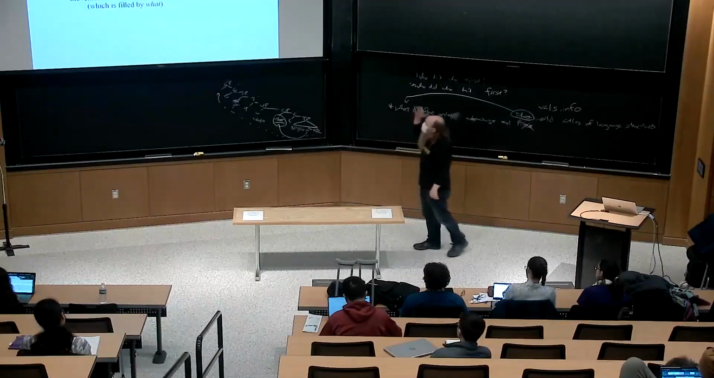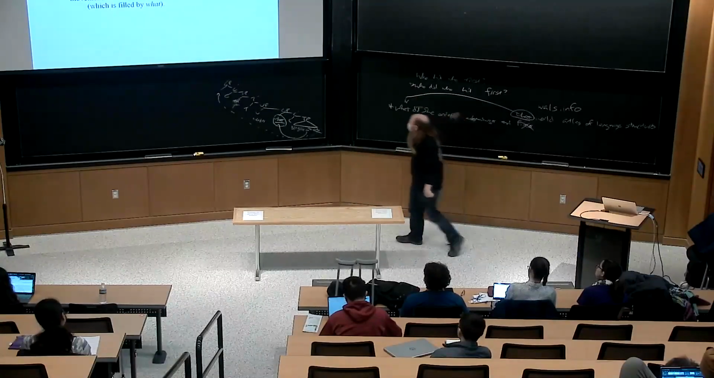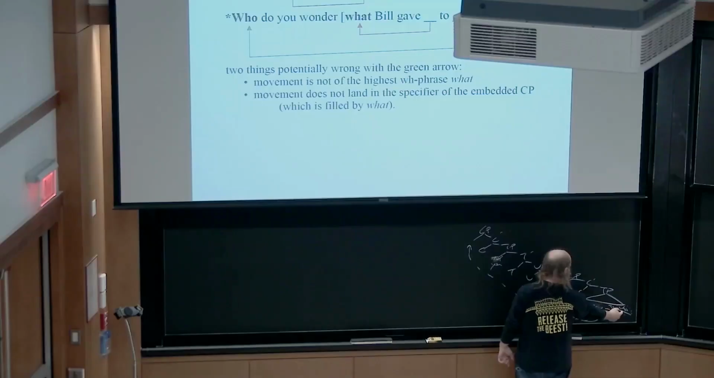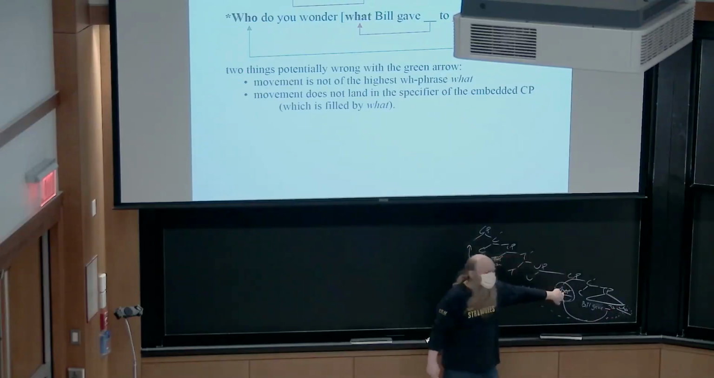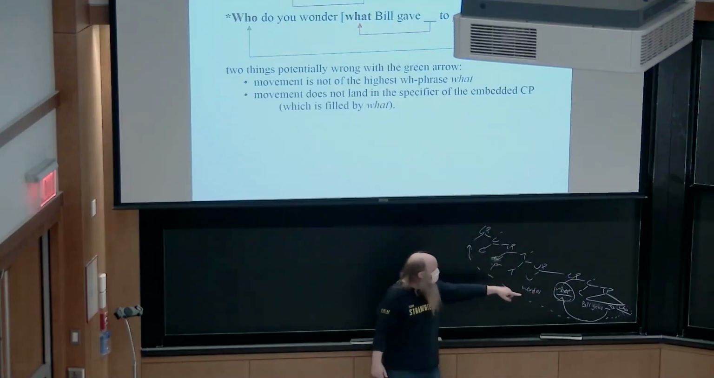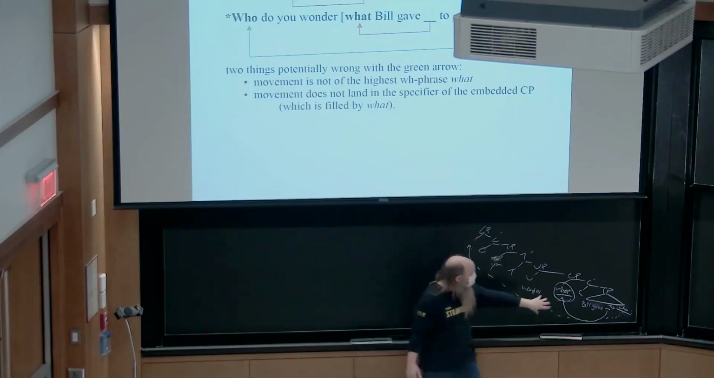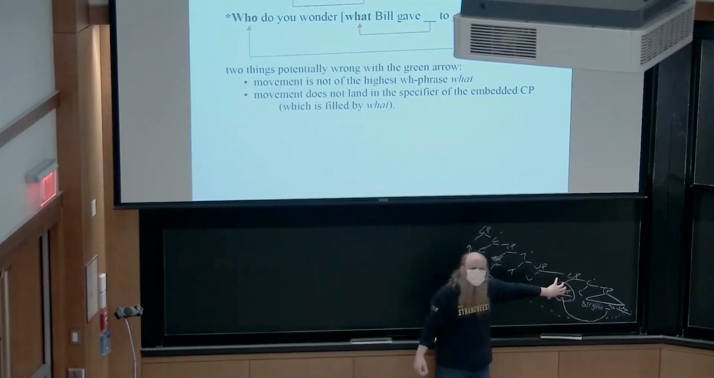And the other objection you might have to this green arrow goes like this. WH movement is to the spec of CP. Here's who sitting here. If you're going to move who, you shouldn't move it here. You should move it here. Sorry, I'm going to do that without putting my body in the way. You shouldn't move it here. Here's a spec of CP to which it's going to land. But really what you should do is move it here. And you can't, because there's a WH phrase here. This place is stuck.